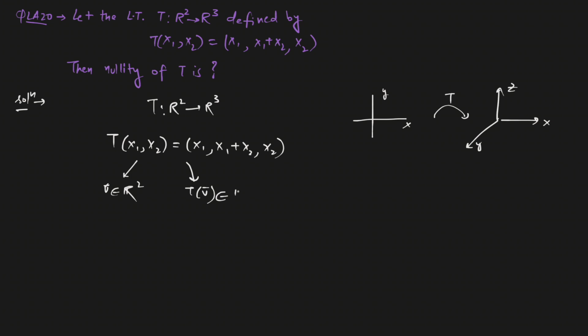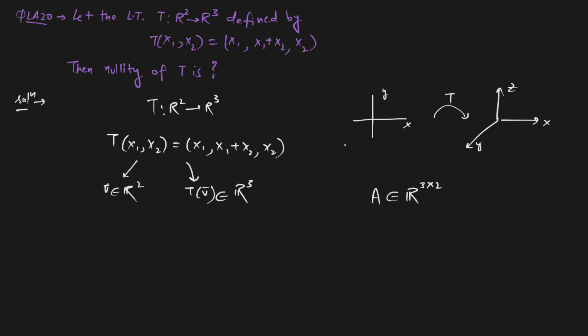The output vector belongs to R3. All right, so then we need to find the nullity of T. To find the nullity of T, we first need to find the matrix representation of T. Let us suppose the matrix representation of the linear transformation T is A. We know that A belongs to R^(3x2).